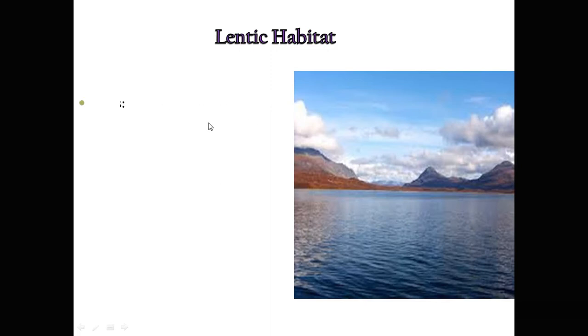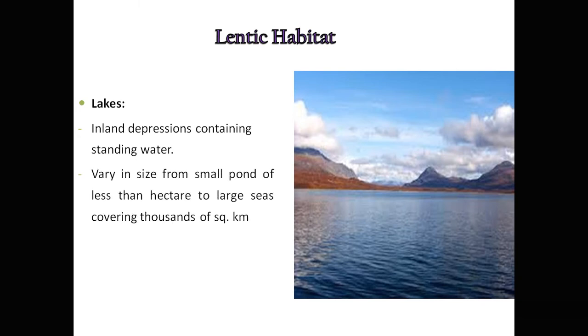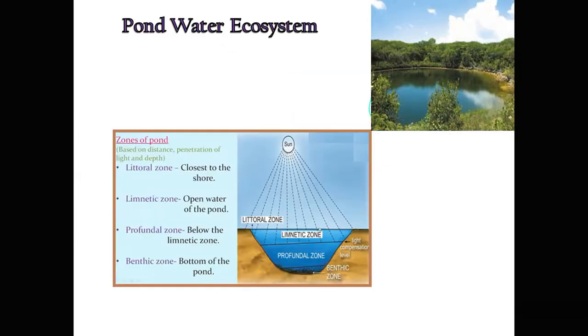Then comes lentic habitat. Lentic habitat includes standing water bodies. These water bodies contain stagnant water. The example is lakes. Lakes are inland depressions containing standing water. They vary in size from small ponds of less than a hectare to large seas covering thousands of square kilometers. They vary in depth from a few centimeters to a few thousand meters.